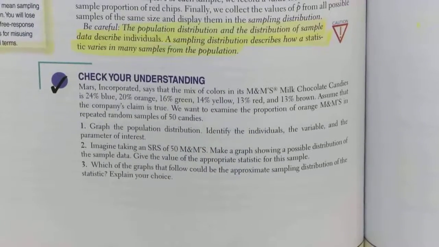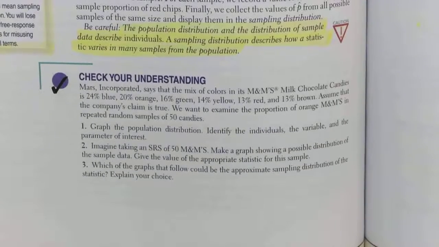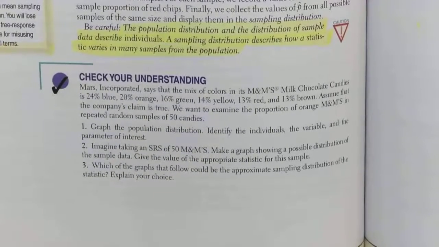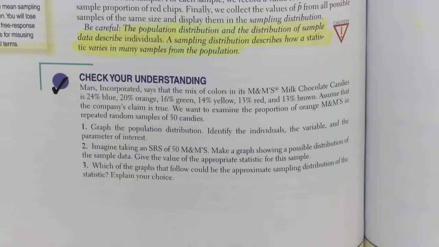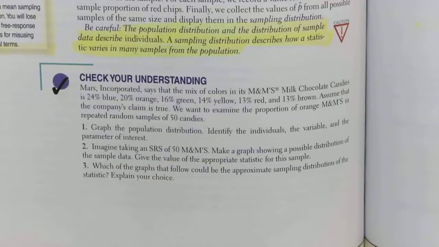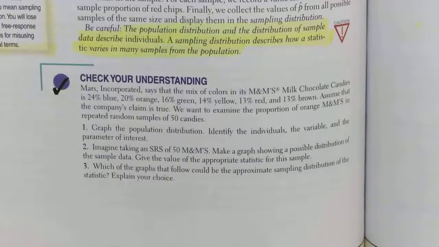Okay, so let's talk about it. What do you guys think to identify the individuals? What are the individuals in this distribution? Like the M&Ms? Yeah, they are the M&M milk chocolate candies. That's what we're talking about right here. Okay, now, what is the variable? What's varying from thing to thing? Color. That's right. Good. Okay.